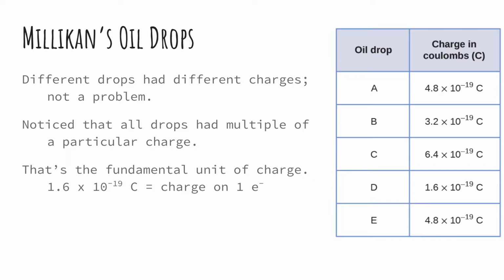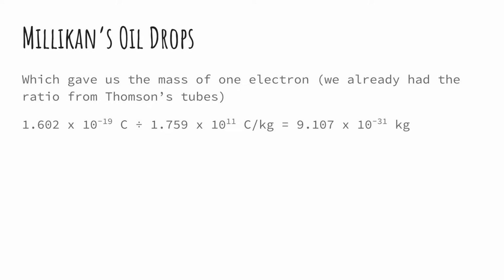That's a very, very small number, and that's the charge on the individual electron. And because he knew the charge on the electron, and they knew the ratio of charge to mass, they knew the mass of the electron as well. So 1.602 times 10 to the negative 19th coulombs, the charge on the electron, divided by the ratio that Thomson had already discovered, gave us the mass of the electron, 9.107 times 10 to the negative 31st kilograms, an incredibly small number. And that's how we discovered the electron, its charge, and its mass. The cathode ray tube and the oil drop.